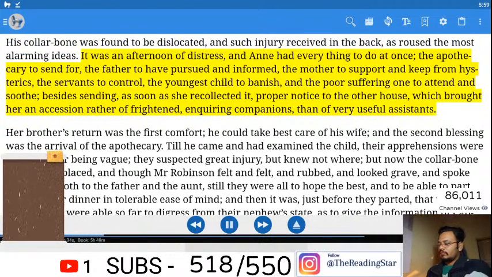It was an afternoon of distress, and Anne had everything to do at once: the apothecary to send for, the father to have pursued and informed, the mother to support and keep from hysterics, the servants to control, the youngest child to banish, and the poor suffering one to attend and soothe, besides sending, as soon as she recollected it, proper notice to the other house, which brought her an accession rather of frightened, inquiring companions than of very useful assistants.